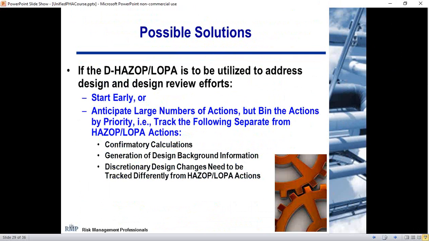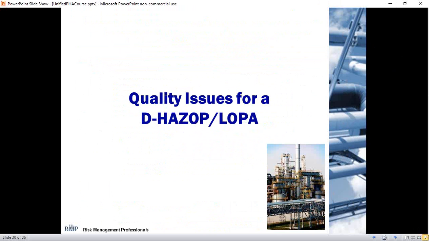So you want to bin the actions by priority. As I mentioned, confirmatory calculations, design background information, and discretionary work can be done outside of that to make sure your HAZOP and LOPA recommendations are focused on the key stuff. And try to minimize it by bringing in HAZOP and LOPA early in the process.